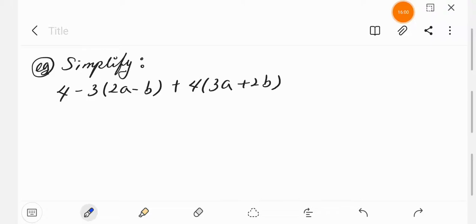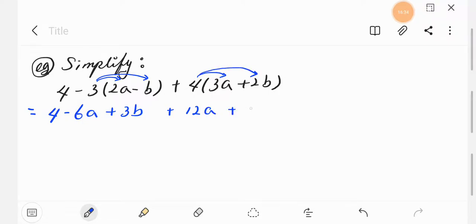Okay, let's simplify this expression. When we simplify the expression, we have to first get rid of the parentheses by using what? The distribution property. So 3 times 2 is 6a, and then negative 3 times negative b, there will be plus 3b. Okay, and then multiply these two, so plus 12a, multiply these two, then plus 8b. Make sense?